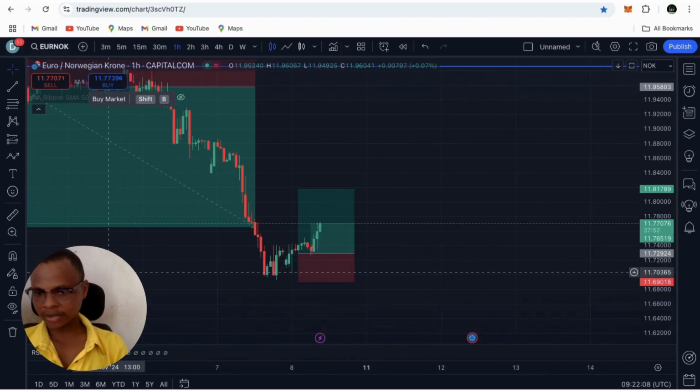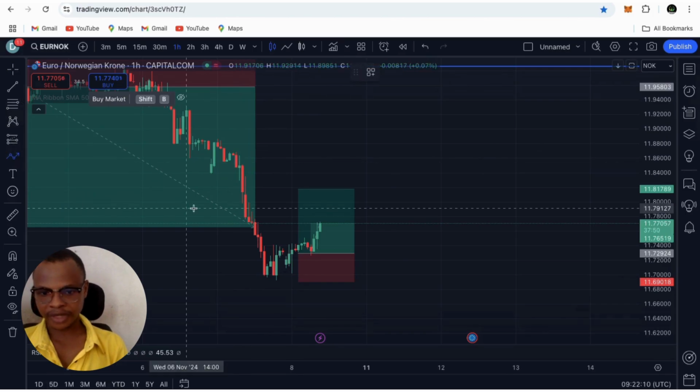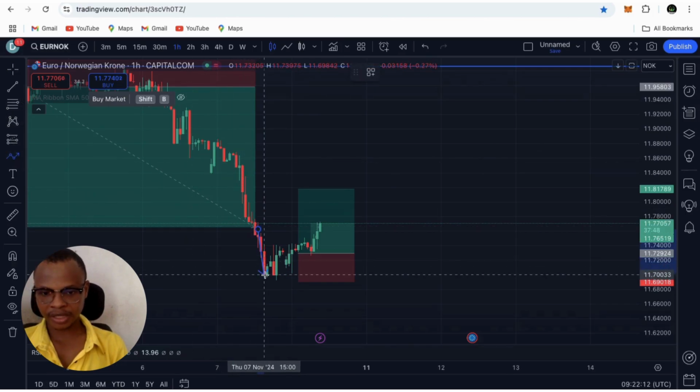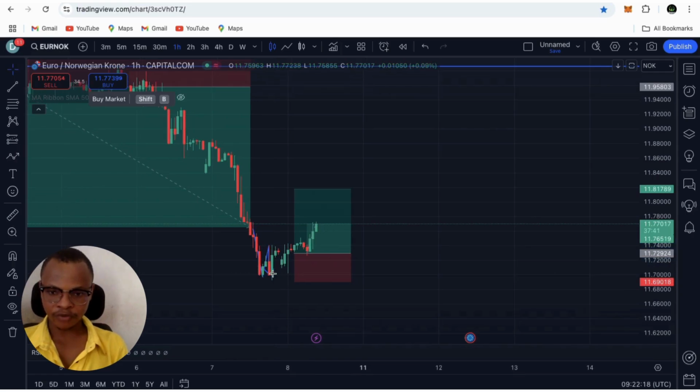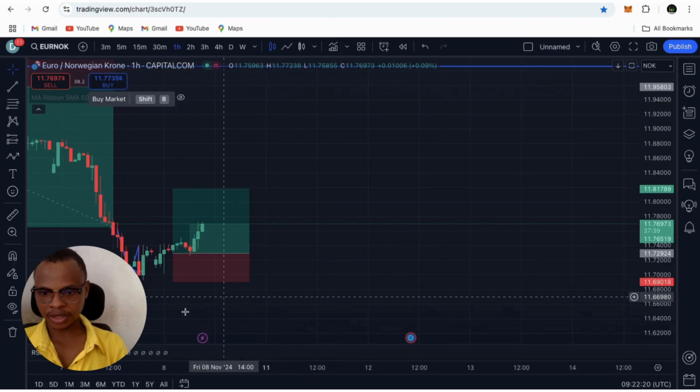This is the first leg here, something like this. It made the first leg here. It went up here, then made the second leg. This is the second leg. I know it looks very tiny, but if you zoom in very well, you see what I'm talking about. This is the second leg.